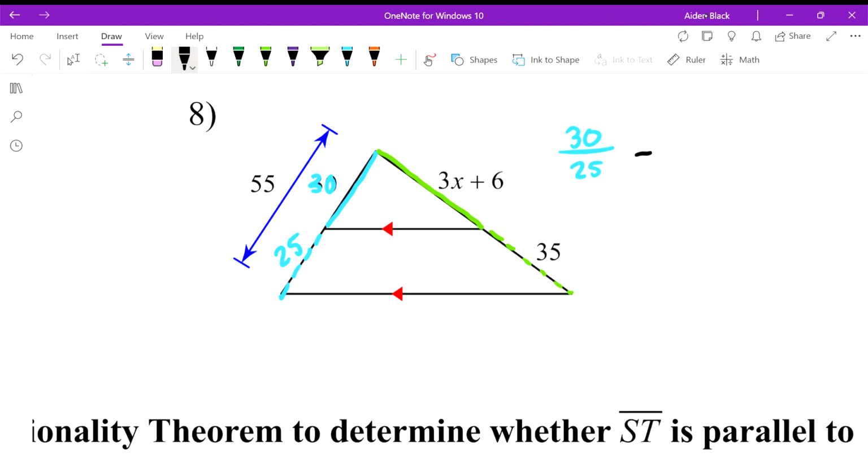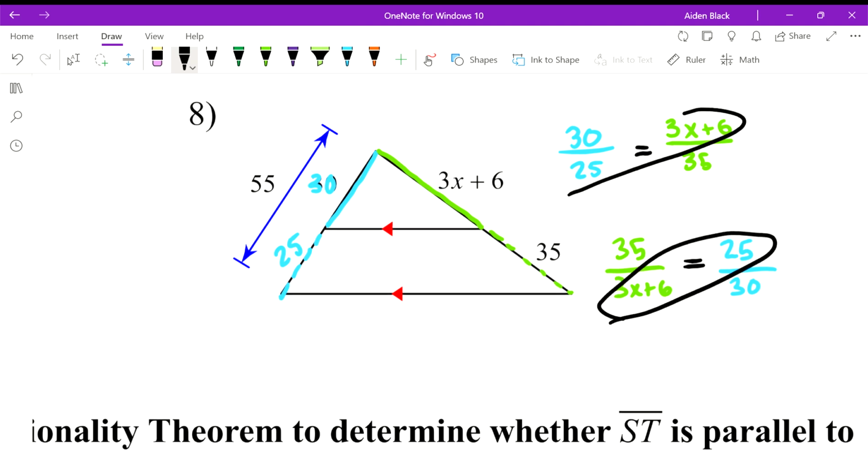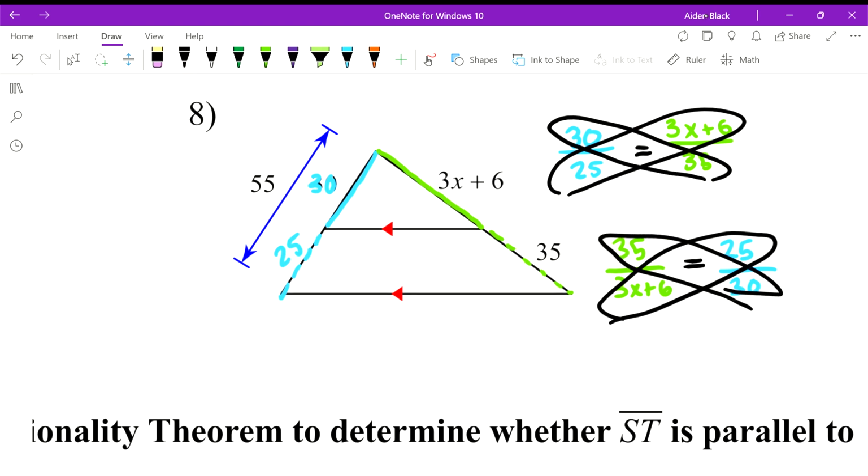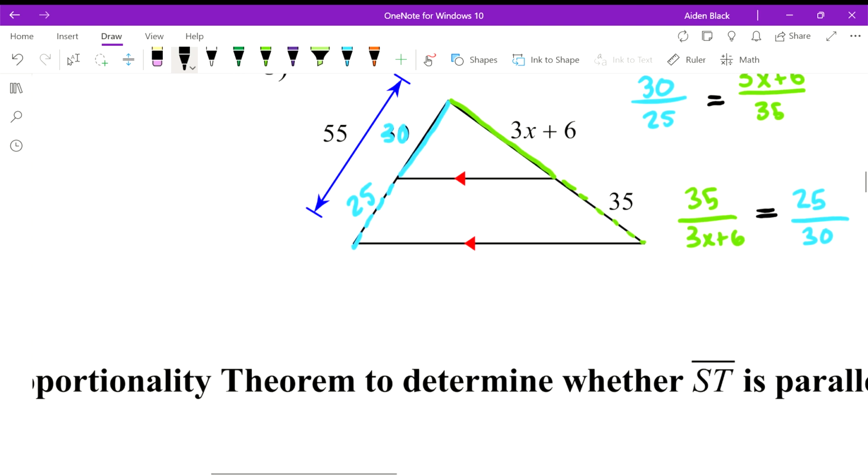We talked in class about how you could write the reciprocal and get the same exact thing, as long as you're doing it to both of them. For example, this here is how we wrote it, but we could have written it as 35 is to 3x plus 6 as, in this case, 25 is to 30. Notice that when you cross multiply, you're getting the same thing: 30 times 35, 35 times 30. Same.